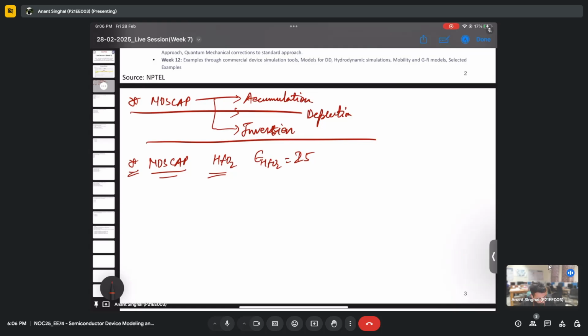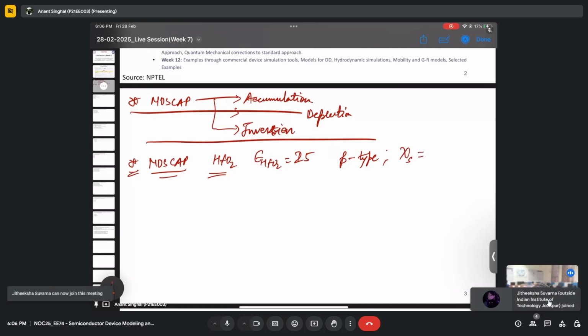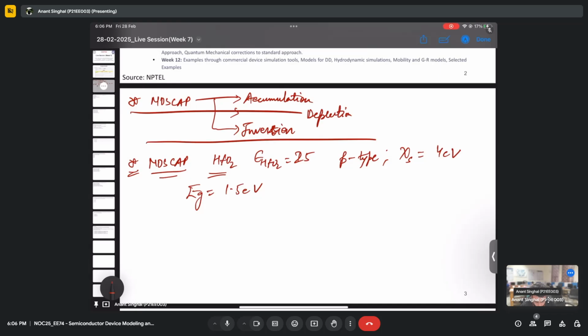Let's say we have a p-type substrate, and for the p-type substrate the electron affinity of the semiconductor is given as 4 electron volts. Then the Eg of the p-type substrate is 1.5 electron volts. The relative silicon permittivity we can take as 10 instead of 11.7, which is the actual value. The ni we can take as 10^12 per centimeter cube for this particular numerical. Since it is p-type, NA is also given as 10^18 per centimeter cube.